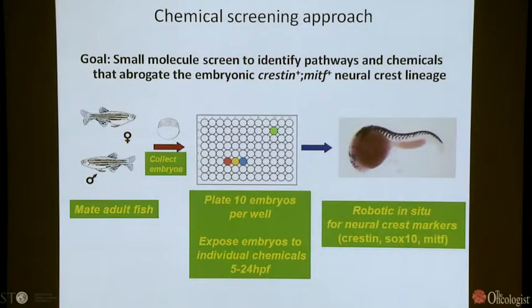And so the way we did the screen was we mated adult fish and generated thousands of embryos. In this particular screen, we generated about 25,000 animals. We plated them into individual wells, and then each well got a different chemical. We had about 10 embryos per well. And then we stained them for a variety of early embryonic neural crest markers, as I stated. And these are the purple cells, which each represent an early neural crest stem or progenitor cell in this assay.